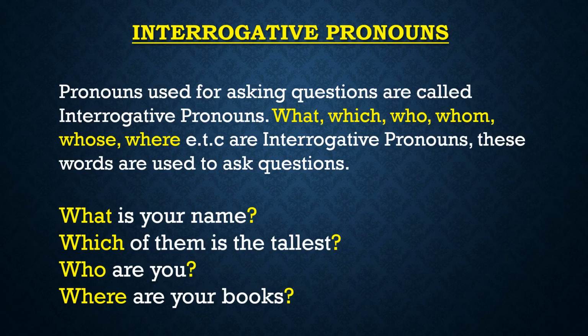What is your name? Which of them is the tallest? Who are you? Where are your books? All the colored words are interrogative pronouns. Children, always remember one thing. While using an interrogative pronoun, we always use a question mark at the end of the sentence. And the sentences are called interrogative sentences.